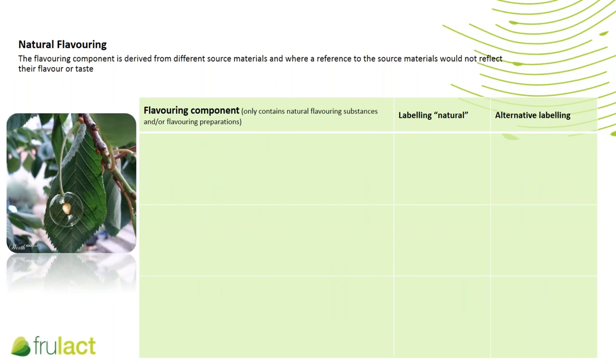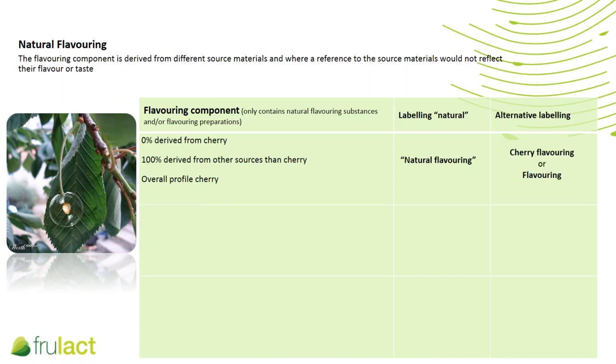The last one, natural flavoring without naming the source. If we have 0% from cherry and 100% of flavoring derived from other sources than cherry, but the overall profile is cherry, we will label it as natural flavoring. We cannot use the word cherry because it doesn't contribute to the overall profile. Alternatively, cherry flavoring or flavoring, without the natural word.